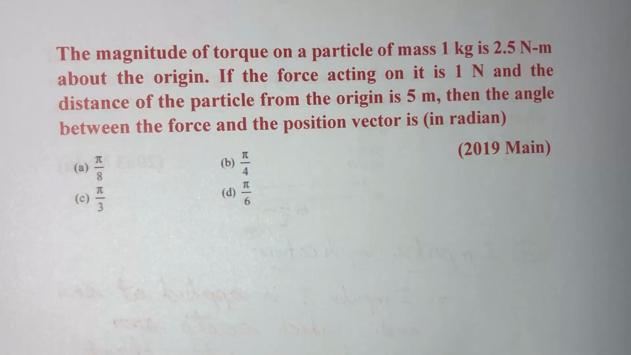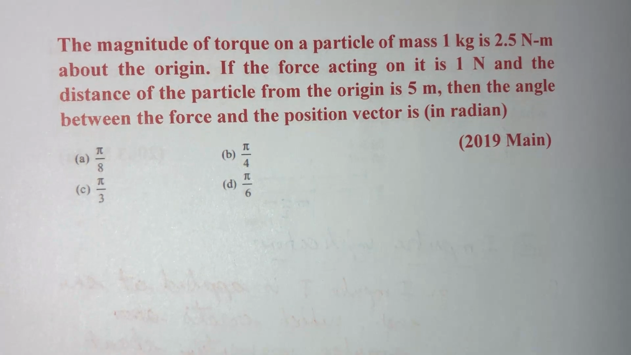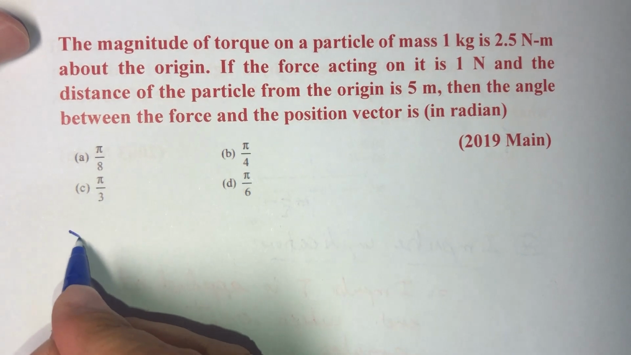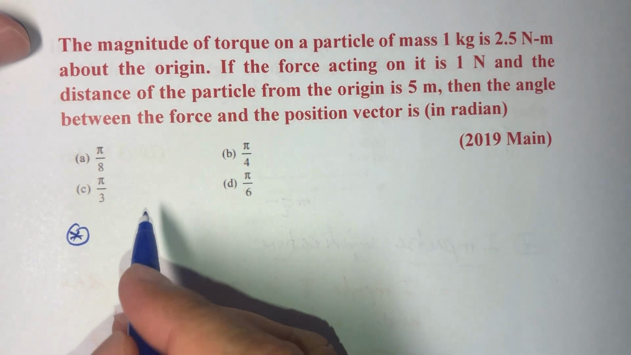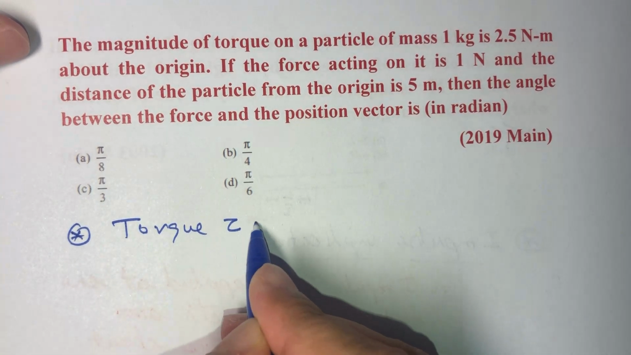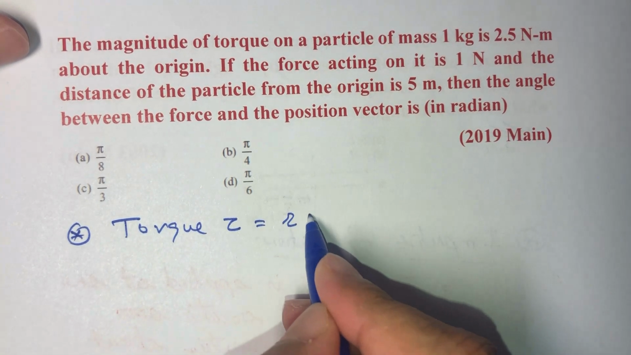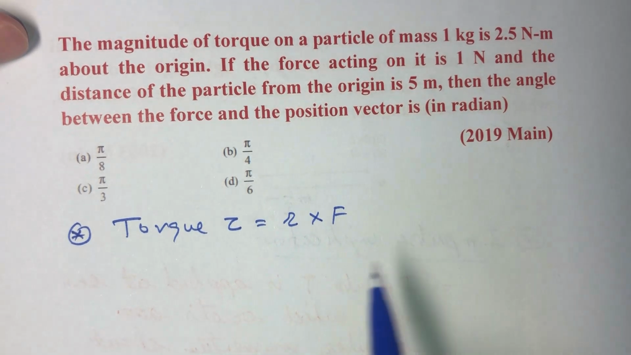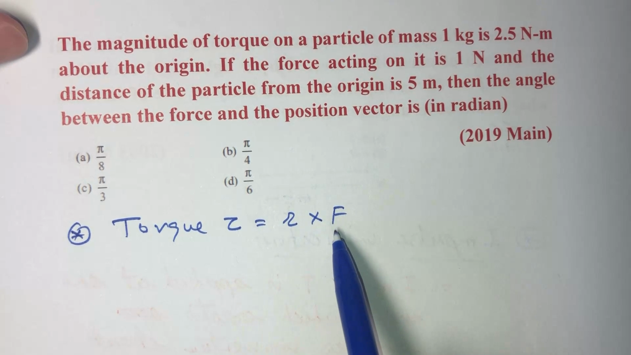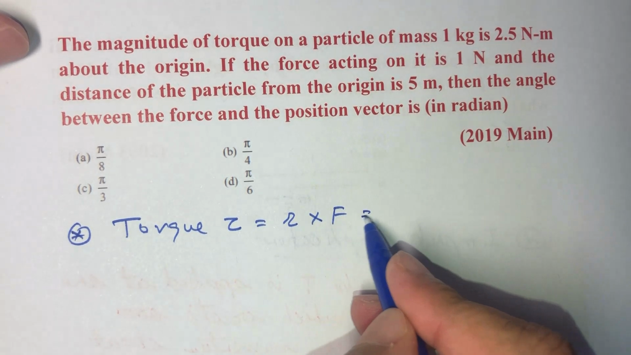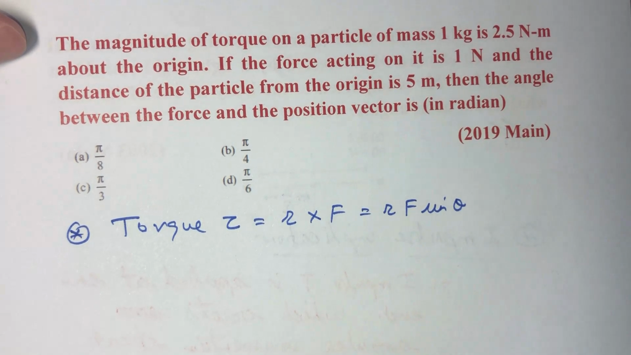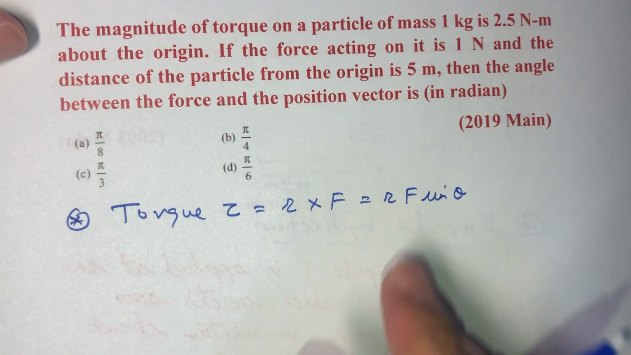Okay. So we are given that torque acting on a particle. So we can write the formula for that torque. Tau is your R cross F, where R is the position vector of the particle and F is the applied force, and this can be written as RF sine of theta, where theta is the angle between R and F.